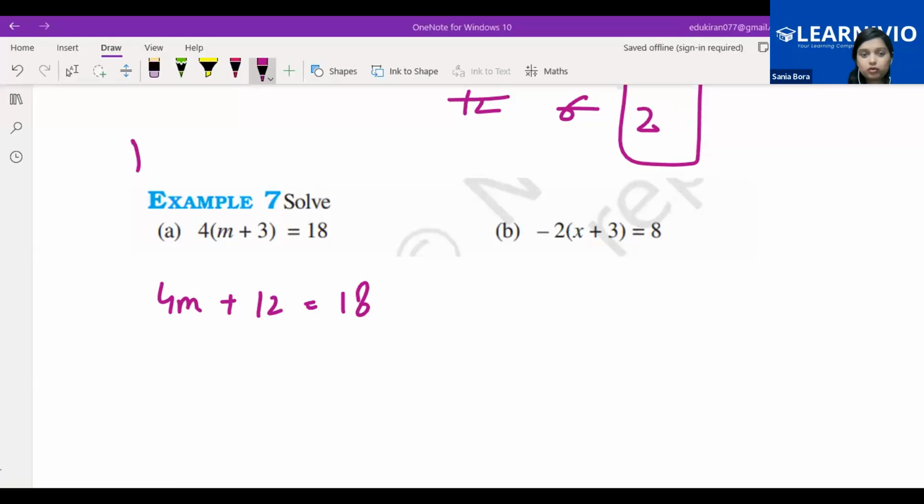Wait a minute. Let me just solve it once. Okay, so here it is 18 minus 12. Yes, this got cancelled. So m would be from 12, 18, 90, 12, 35. I mistakenly did 4m plus 3 instead of 12, ma'am. Sorry.